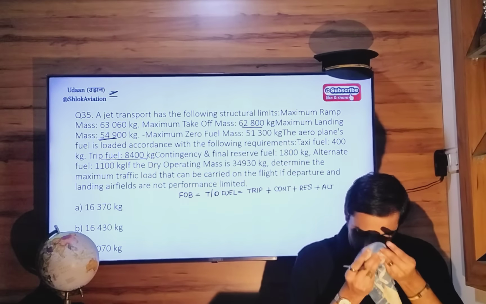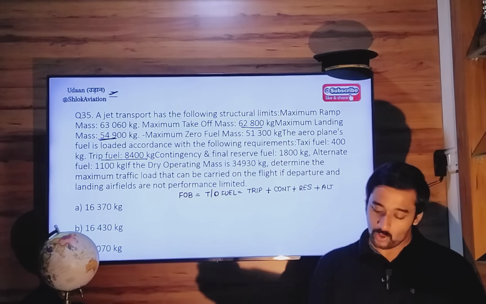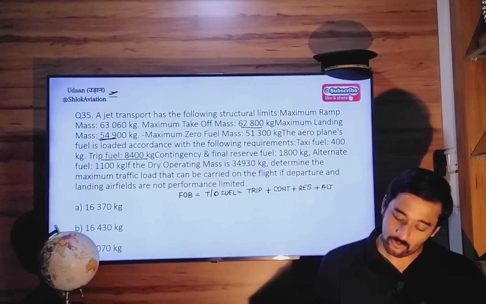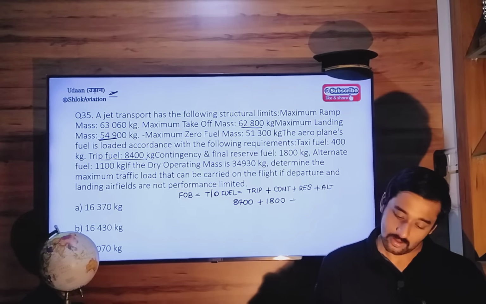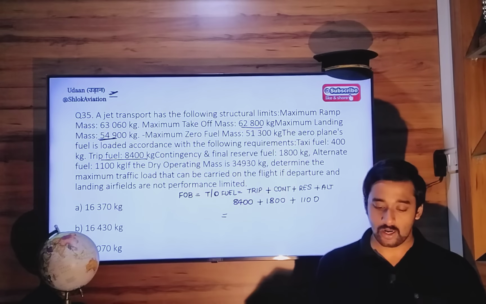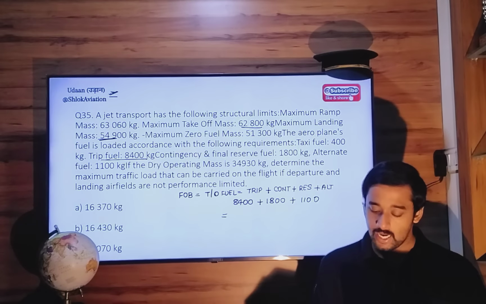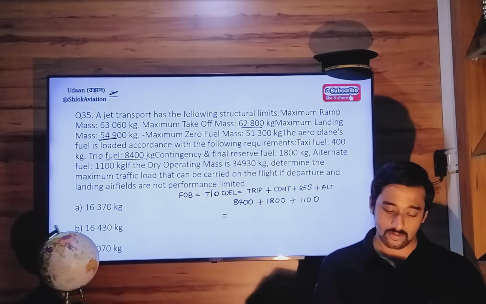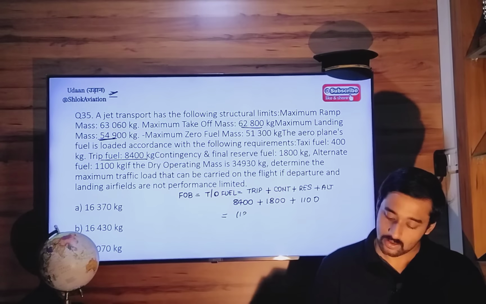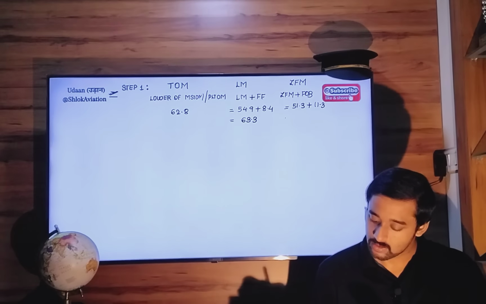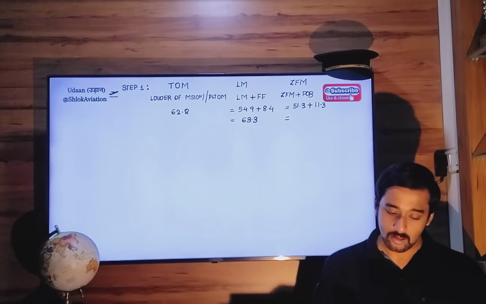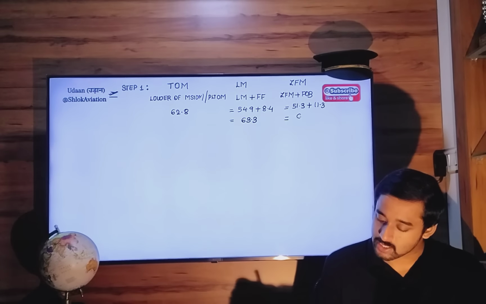So what is trip fuel? It is 8,400. What is contingency and reserve? 1,800. What is alternate fuel? 1,100. So 8,400 plus 1,800 plus 1,100 is 11,300. So you are going to write 11.3. So 51.3 plus 11.3 is 62.6.